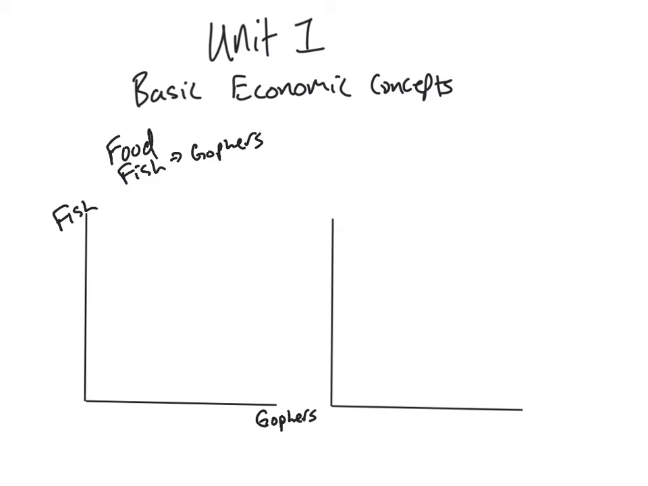Let's say fishing is all that he does and he dedicates all of his resources and time to fishing. The most amount of fish that he could catch would be 10 fish. But let's say he switches over and he doesn't want fish. He's just going to try and trap gophers. Let's say he dedicates all of his time to doing that, and the most that he can catch would be 20 gophers.